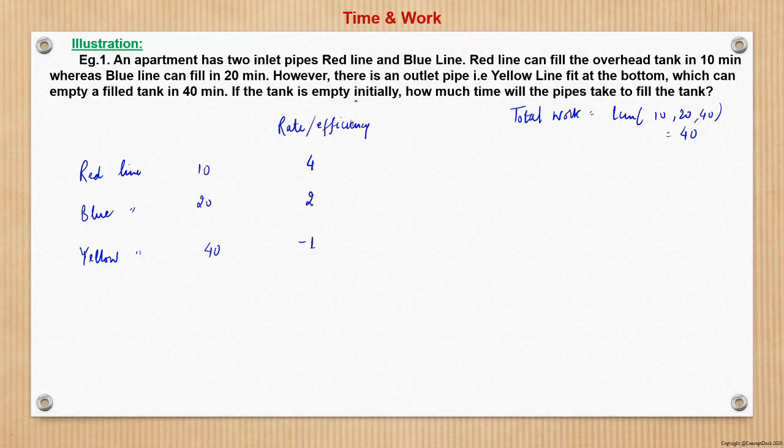If the tank is initially empty, how much time do the pipes take to fill the tank working together? The total efficiency becomes 4 plus 2, 6, minus 1 is 5 units per minute, and total work is 40 units.